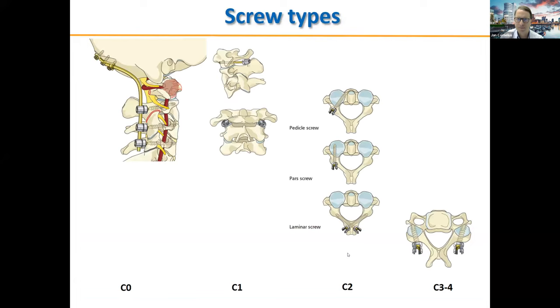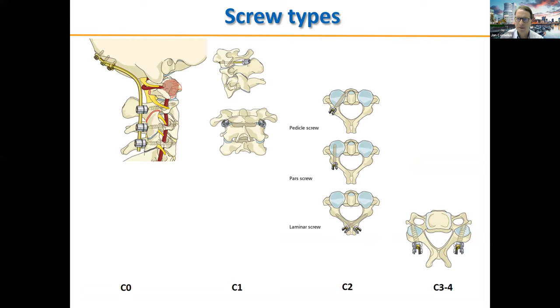So here are the screw types. At the level of the occiput, you have bicortical screws. Here at the level of the atlas, you have massa lateralis screws. Here at the level of the C2 vertebra, you have the most variation. So you may have pedicle screws, such as I explained.